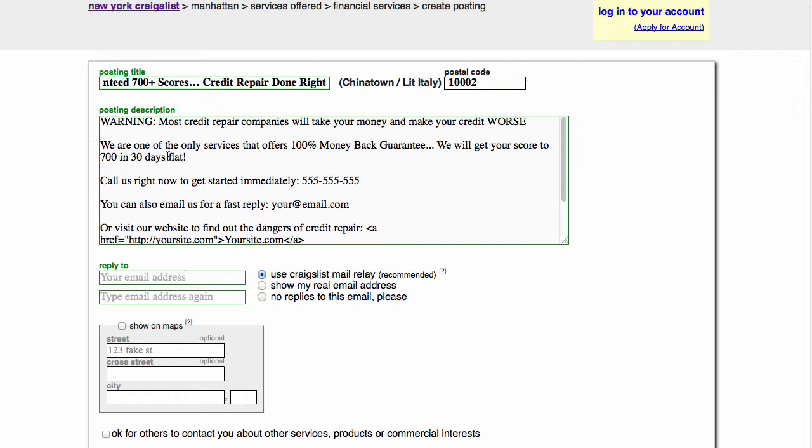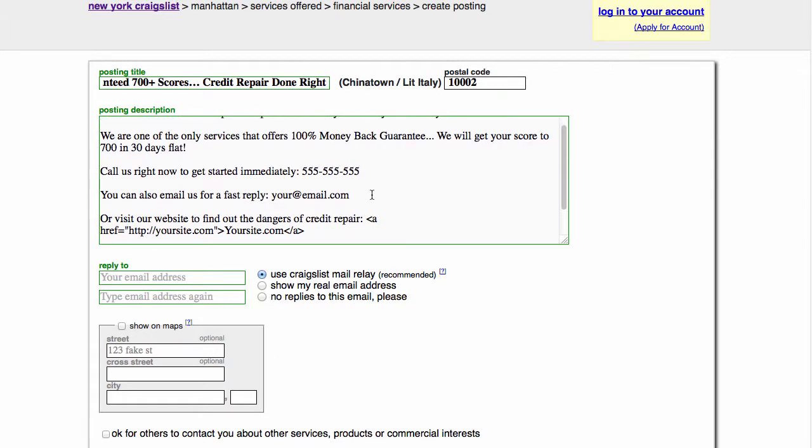But I'm just giving you an example based on other things that I see advertisers doing. And most credit companies don't have a problem with this, I find. Call us right now to get started immediately. Phone number. This is important. It's on its own line. It's easy to see. And telling them specifically how to do this.